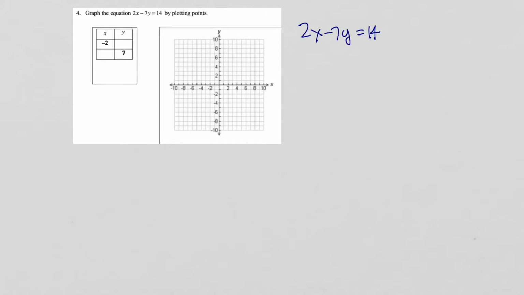Now, notice this. This often happens in textbook problems, is that we've got the variables on one side and the constant on the other, and both of these coefficients, the 2 and the 7, divide evenly into the 14. So a nice way to do this is to write a little table, and this is called the intercept method. We're going to find the intercepts. And remember, the intercepts have one of the components being 0.